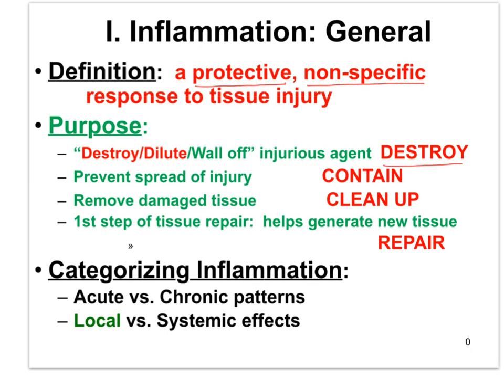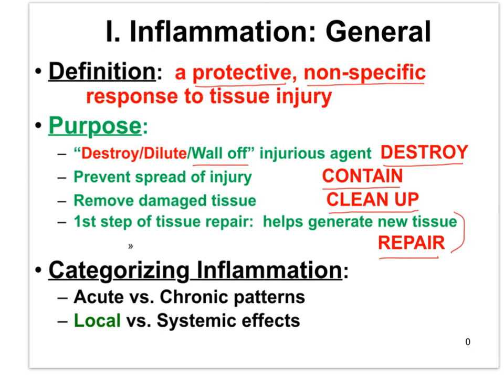Ideally, we want to destroy the pathogen. If we can't do that, we'll wall off the pathogen, and we'll talk about that in chronic inflammation. We also want to contain the pathogen in one area so it spreads as little as possible. When we're done fighting the pathogen, we need to clean up the mess and then create new tissue. This part right here, again, is not covered in this lecture.